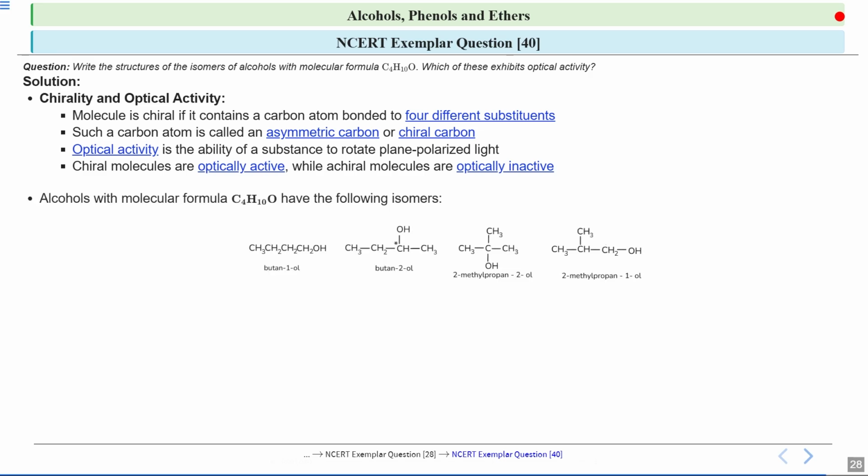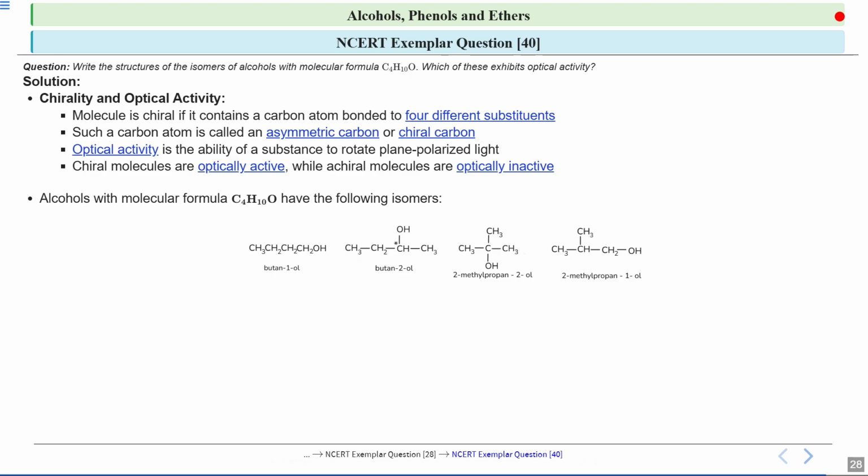Now, the molecular formula given to us is C4H10O. It has 4 different isomers, as you see over here. First is butan-1-ol. If you see 1, 2, 3, 4, there are 4 carbon atoms in this chain, so the root word will be but, and at the first position, the OH group is attached. This is butan-1-ol. Next isomer is butan-2-ol, because the carbon to which the OH group is attached is the second carbon. 1, 2, 3, 4. So this is butan-2-ol.